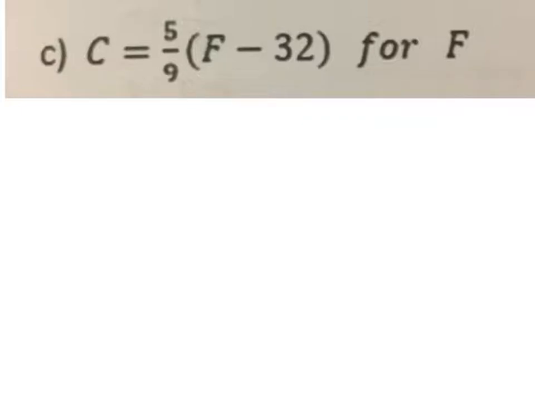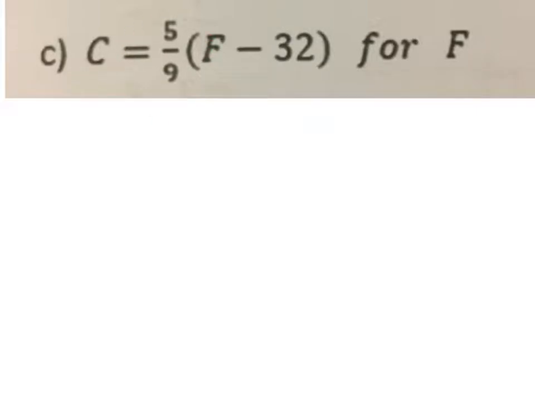So it gives us this equation, C equals 5/9 times F minus 32. Does anybody recognize this formula? Fahrenheit and Celsius, changing between the two. So now we're going to isolate the F in this equation. So I'm trying to get F by itself. So I start with what's the farthest away from the F? That is the 5/9. Okay, I need to get rid of 5/9.